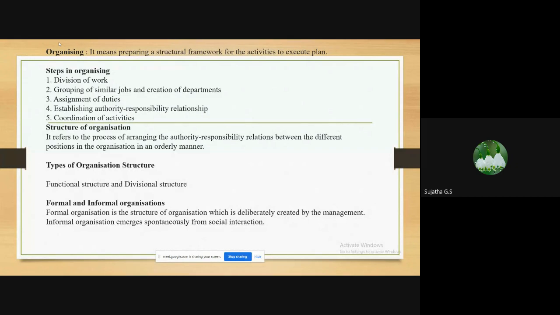Then divisional structure is usually followed by big companies which manufacture more than one product or have operations in wide geographical areas. Divisional structure can be classified into product wise or region wise.